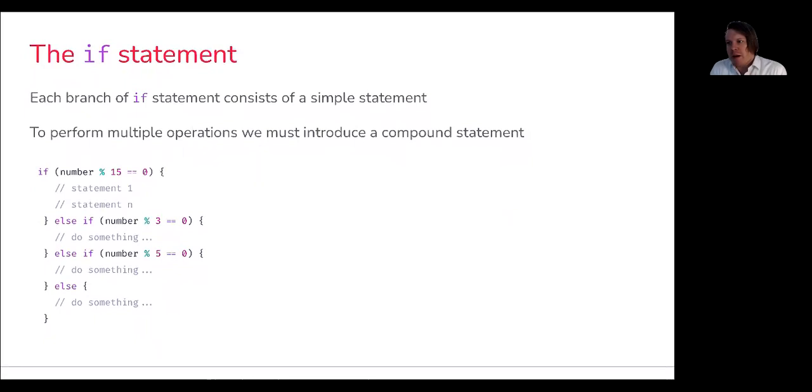So a little bit more on the if statement. You've likely encountered this before. If not, we'll introduce it now. If you have, we'll reinforce it. Each branch of an if statement is going to consist of a single statement or simple statement, so a statement terminated by a semicolon. If we wanted to perform multiple operations, we have to introduce a compound statement. So this is one of the nice things about compound statements. If the if statement's expecting a simple statement, but we need to do more than one, we can use in place of the simple statement, the compound statement.